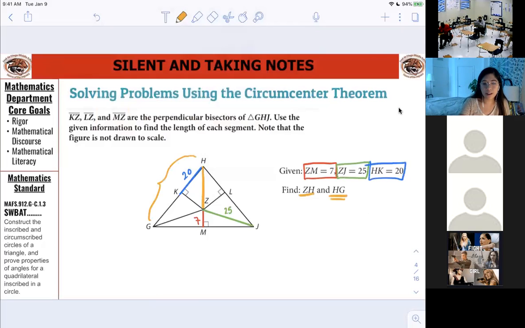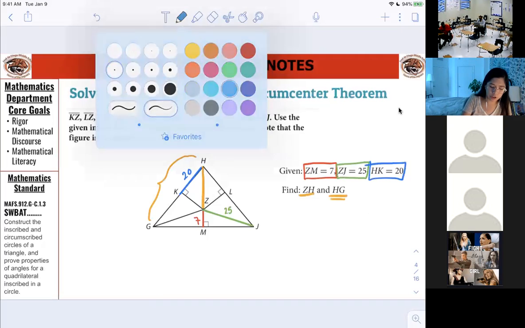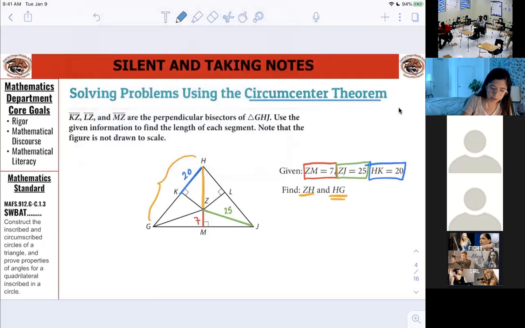Okay, lots of information, right? And we kind of have to put it all together given what we know. So again, what do we know using the circumcenter theorem? You guys just wrote this down, so look back in your notes. What does the circumcenter theorem tell me? Z is the circumcenter. So what has to be true? That the bisectors of the sides are also equidistant. Good, nice job. So it's equidistant.